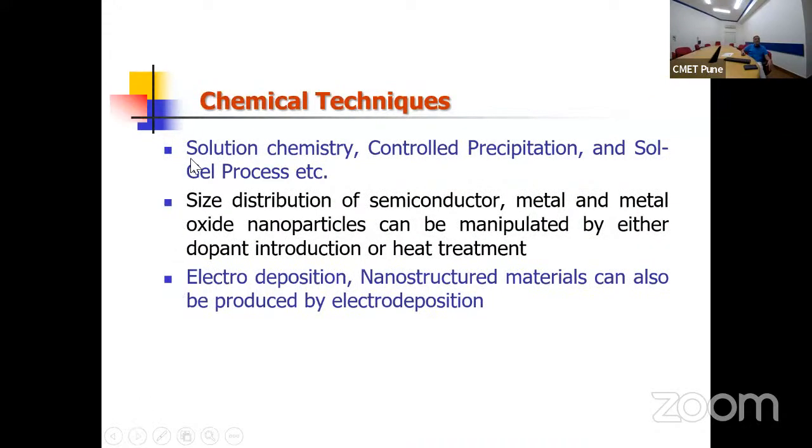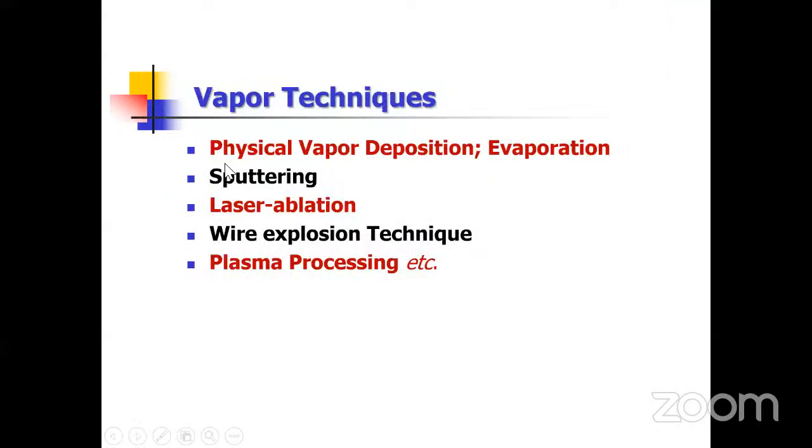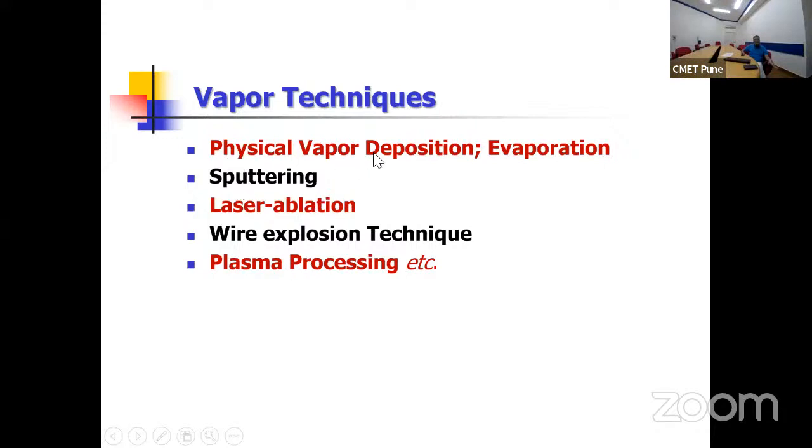Then chemical techniques: solution chemistry, controlled precipitation, solvent processes. The size distribution of semiconductor, metal and metal oxide nanoparticles can be manipulated by either liquid introduction or heat treatment. Electrodeposition: structured material can also be produced by electrodeposition.